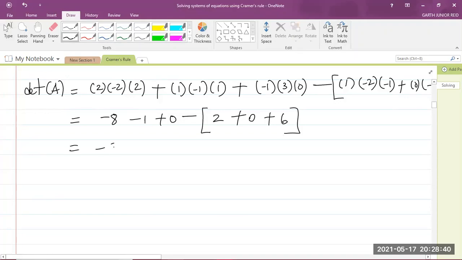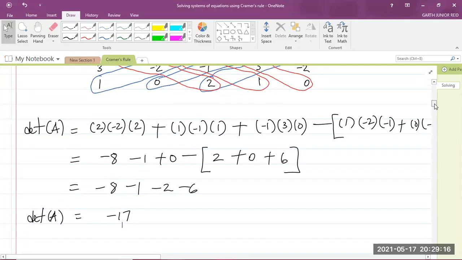So this is equal to negative 8 minus 1. I'm going to distribute the negative inside the brackets. When you do that, each term inside the bracket will be affected. So negative 1 times 2, that's negative 2. Negative 1 times 6 gives me a negative 6. Remember we don't have to write the 0. So this is going to be the determinant of A. If you put that value into the calculator, you will get a negative 17. So we have finished finding the determinant of A.